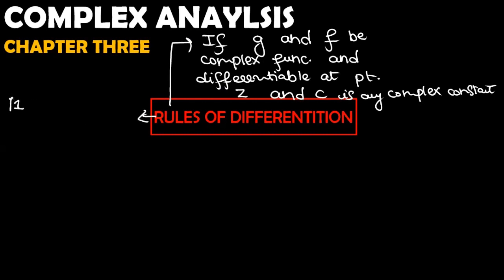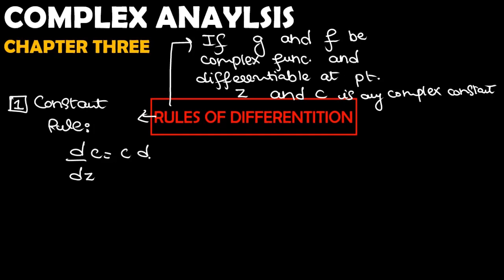Number one is the constant rule. If we have to take the derivative of c times f of z, then c goes out and f of z stays as it is. So we will not apply the derivative to any constant.